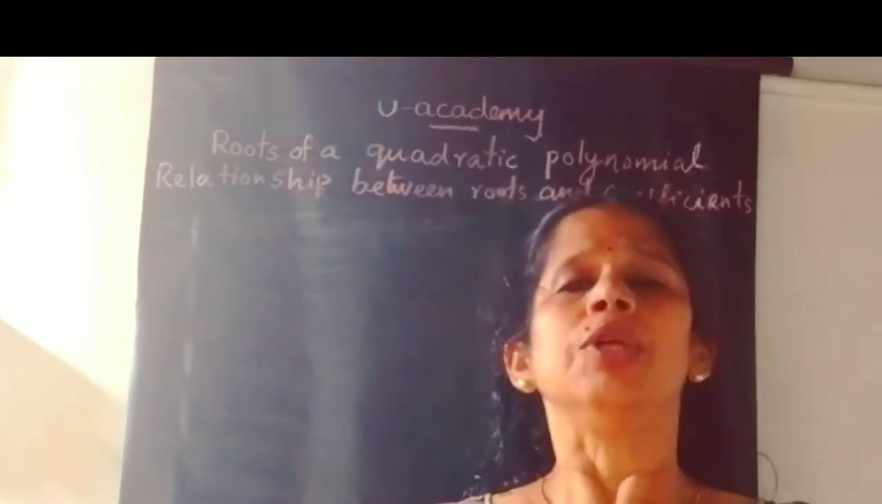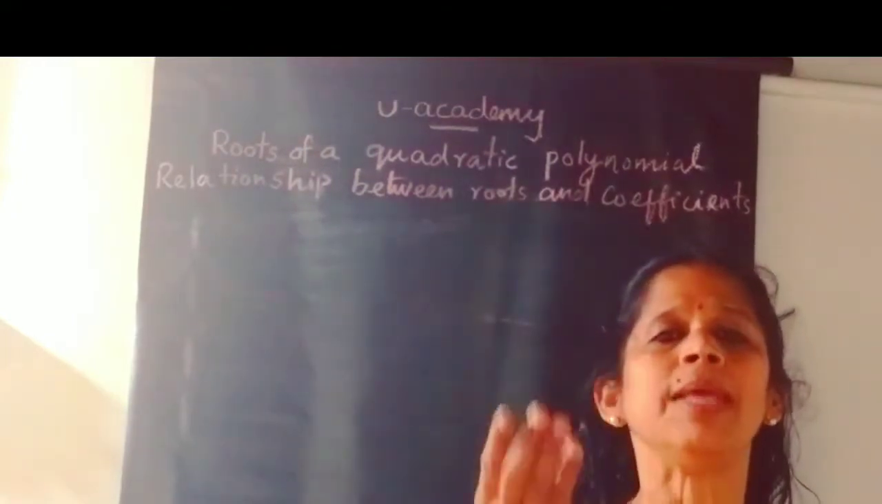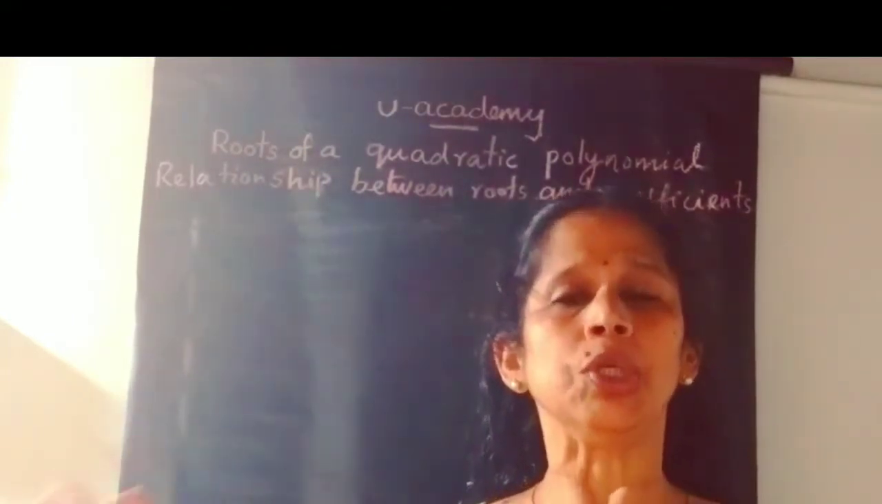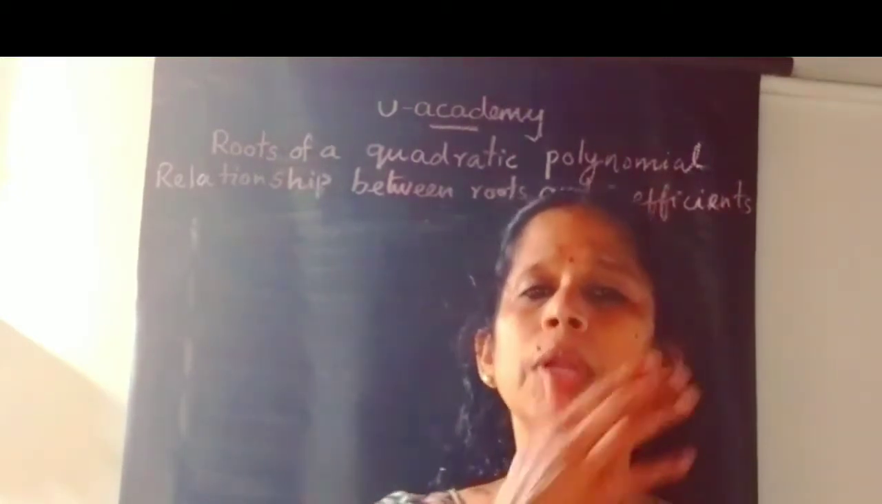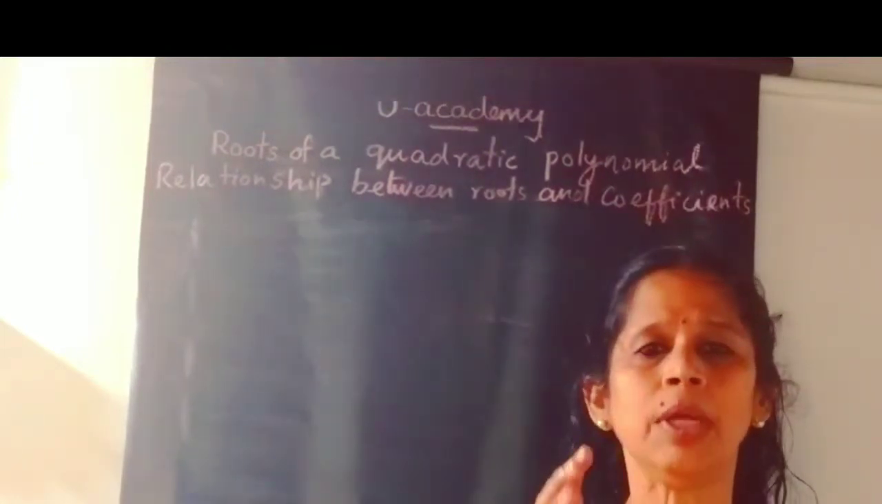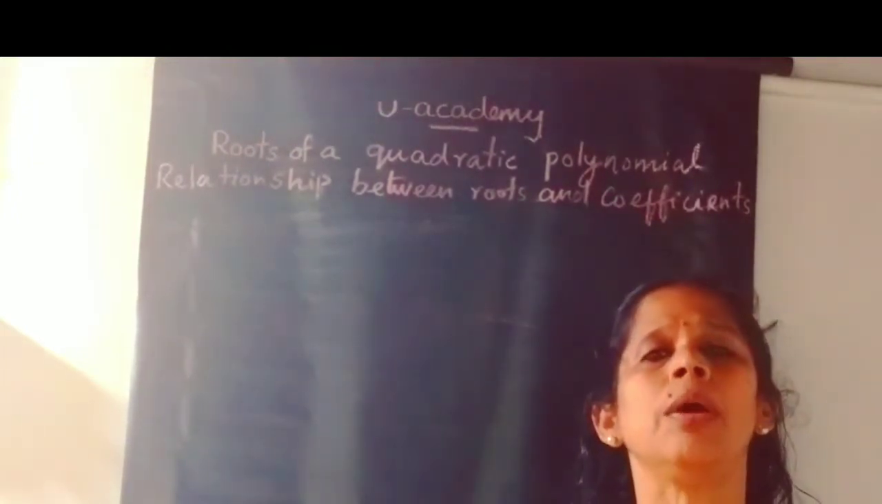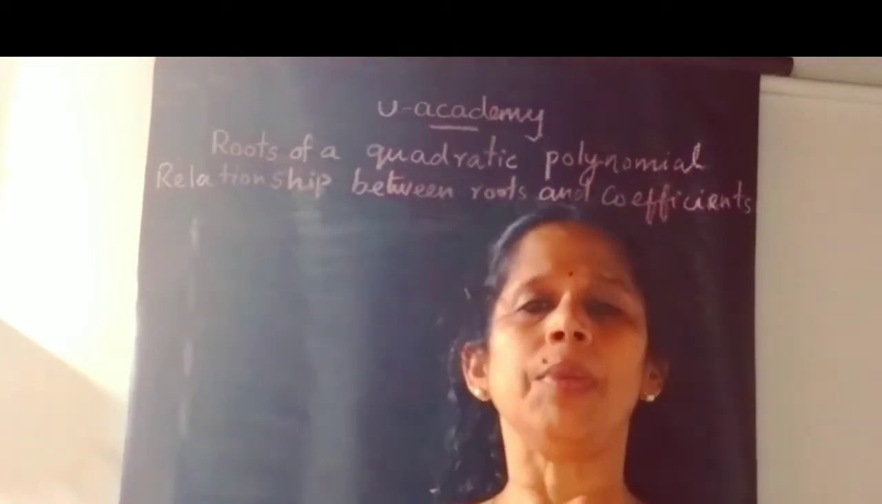Do you remember what is the zero of a polynomial? The value of x which makes the polynomial into 0 is called zero of the polynomial, or we can say roots of a polynomial. So the value of variable which makes the polynomial equal to 0 is called roots of the polynomial or zero of the polynomial.